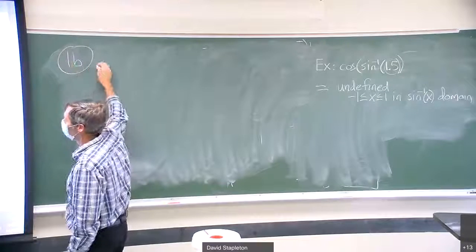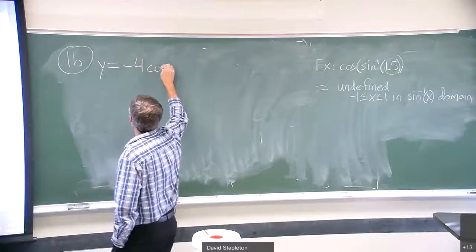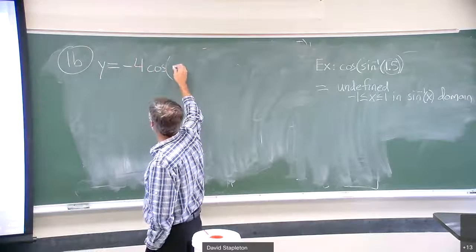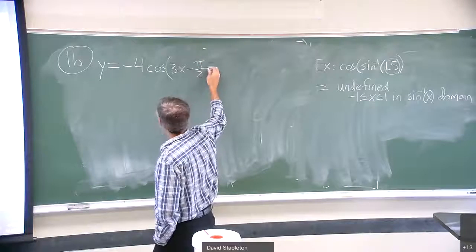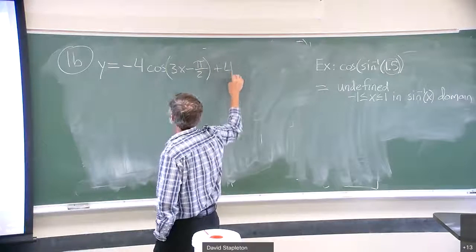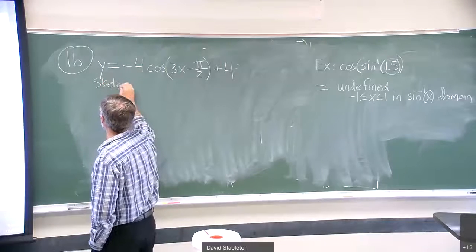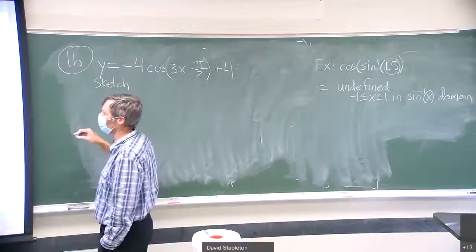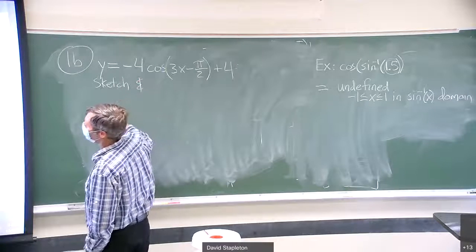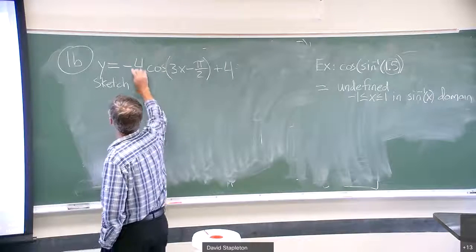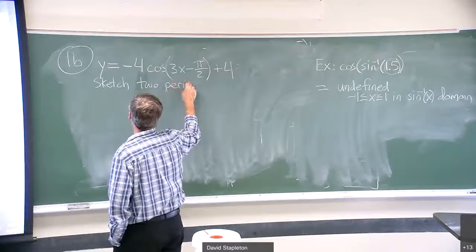The harder one maybe. Y equals minus 4 cosine of 3x minus pi over 2, plus 4. I think this is the harder one. And I suppose I say sketch the graph. It's all fine to check it on the calculator, but if you do it on the calculator, it won't tell you the exact points. So I'll say sketch and plot 2 periods at least, including at least 5 exact points.